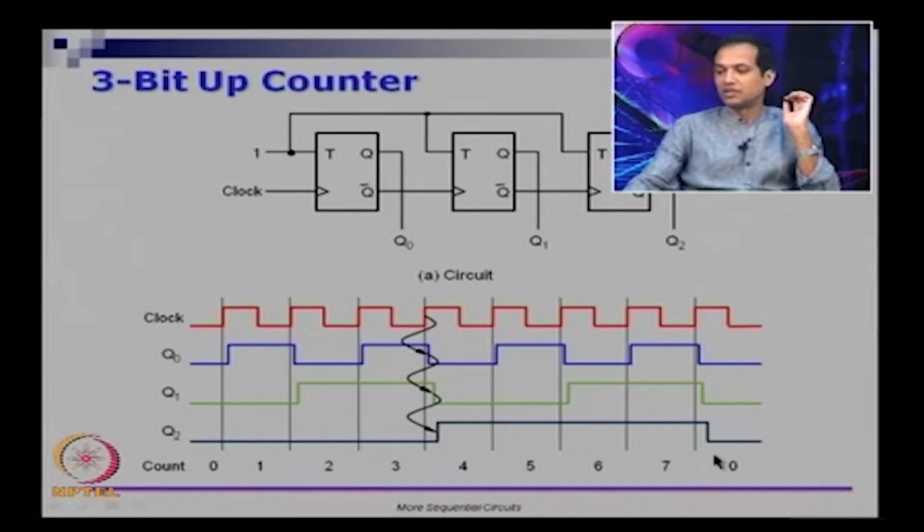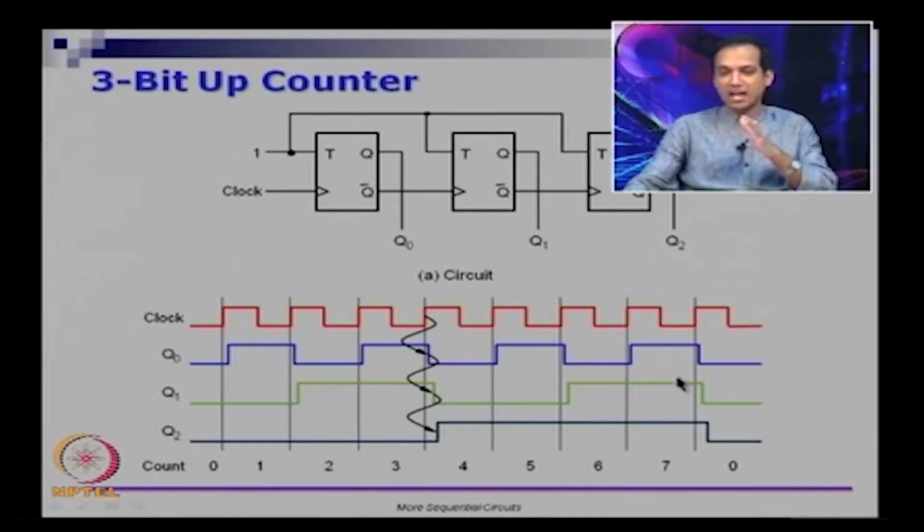Now if you go and read the entries Q2, Q1 and Q0, you can see that Q2, Q1, Q0 is 0, 0, 0 or count 0, 0, 0, 1 or count 1, 0, 1, 0 or count 2 and so on. It goes up to 1, 1, 1. So Q2 is 1, Q1 is 1, Q0 is 1. So from bottom to top it is 1, 1, 1, that is 7.